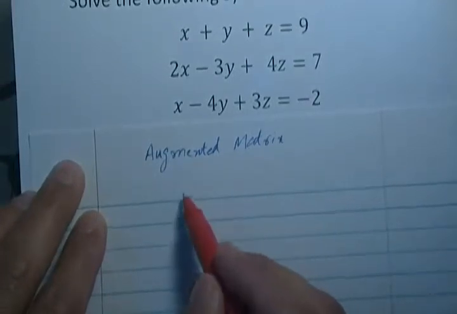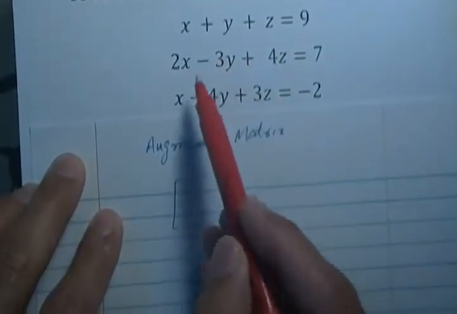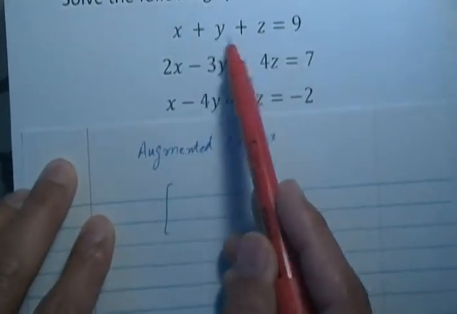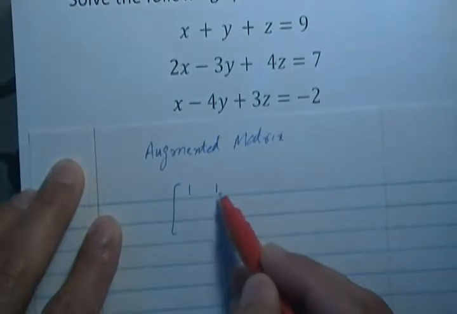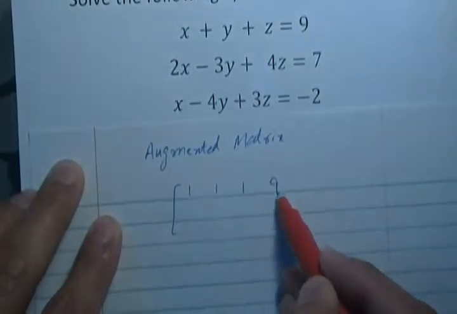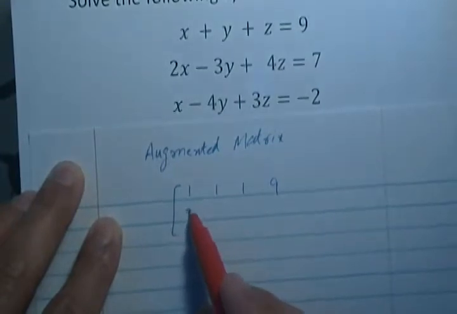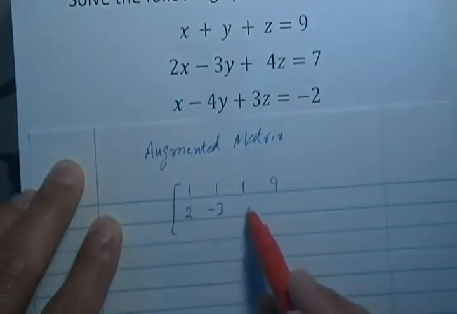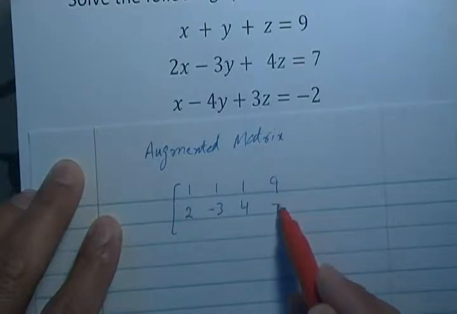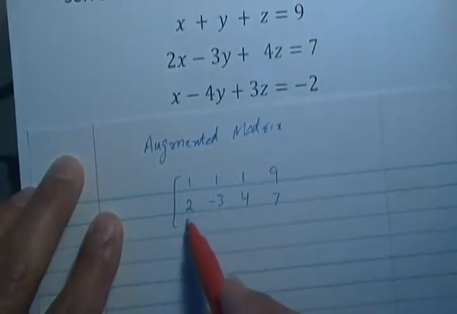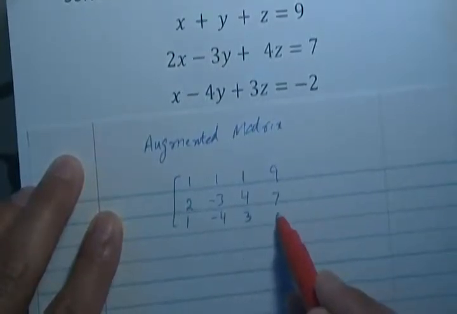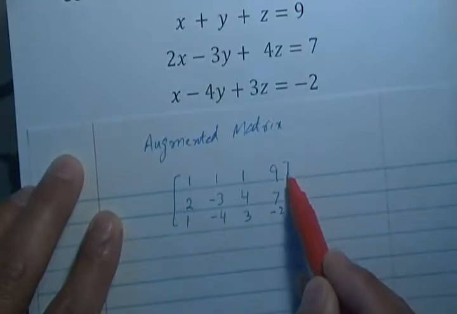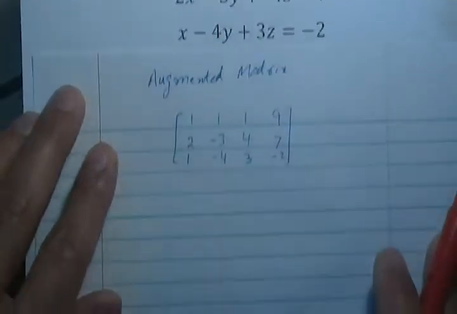So you can just write down these coefficients here. From the first equation, the coefficient of x is 1, y is 1, z is 1, and the constant is 9. Just write them down: 1, 1, 1, and 9. From the second equation, the coefficients are 2, negative 3, 4, and the constant is 7. From the third equation, this is 1, negative 4, 3, and then negative 2 as a constant. So this is our augmented matrix.